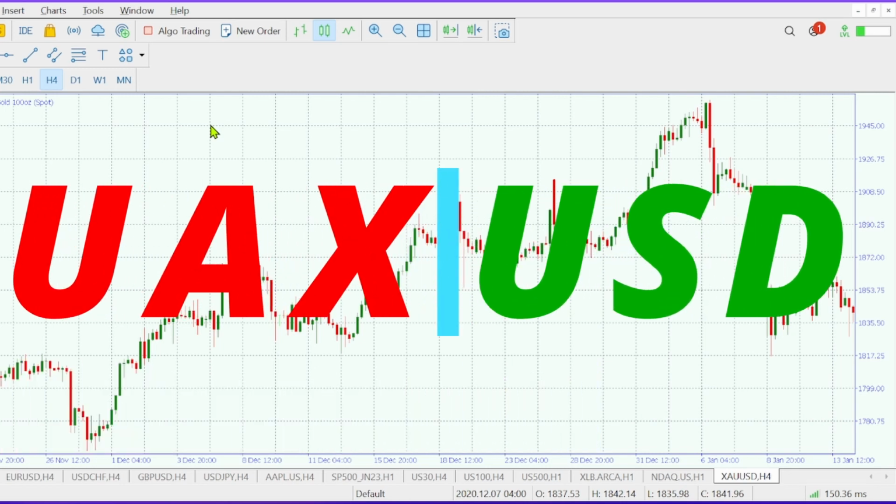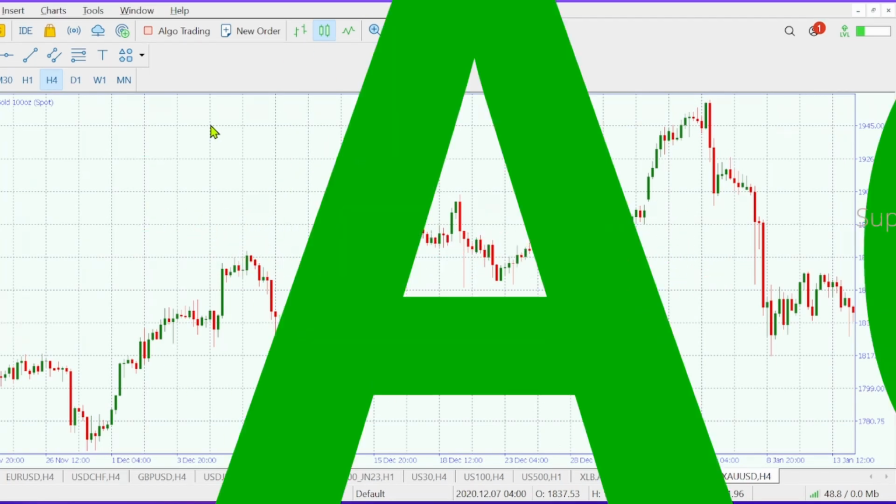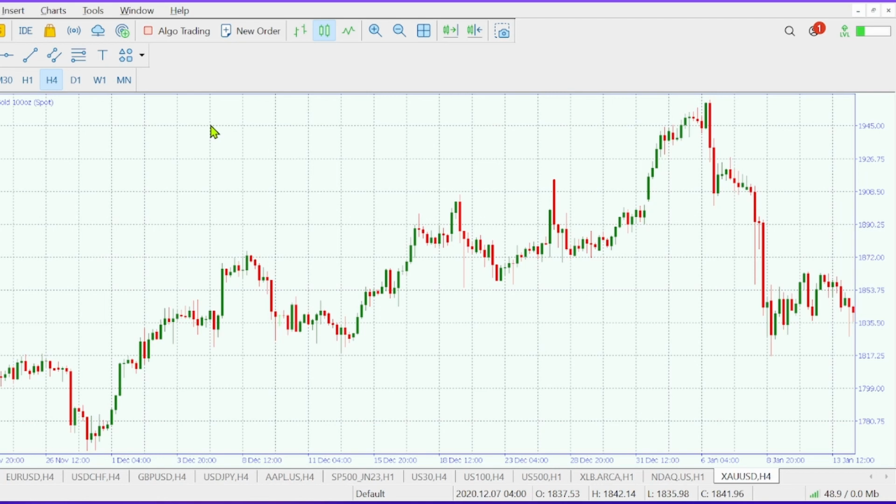Today we shall be looking at gold versus US dollar on the 4 hours time frame. And today we shall be talking about how to identify the strength of a trend using price action strategy. First and foremost, let's draw the support, resistance levels, and trend lines.